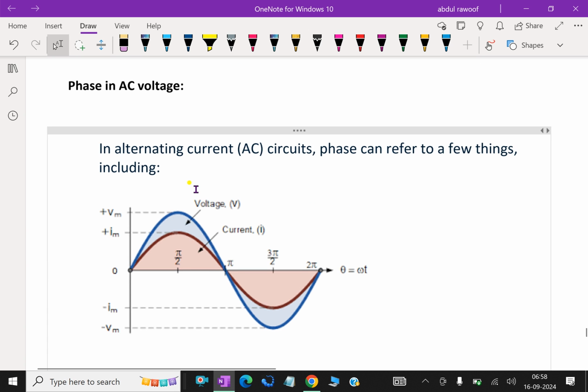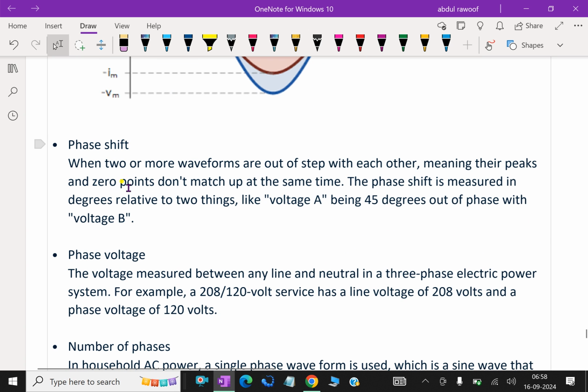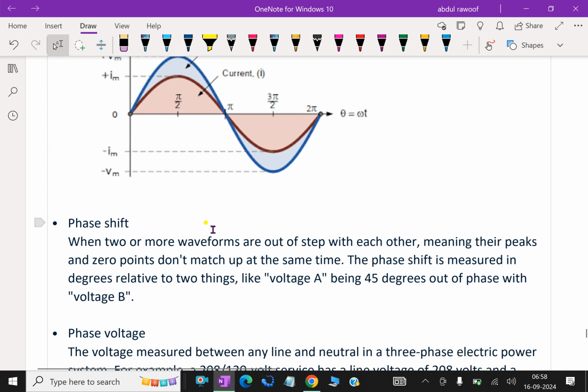First, we'll include phase shift. When two or more waveforms are out of step with each other, meaning their peaks and 0 points do not match up at the same time, the phase shift is measured in degrees relative to two things, like voltage A being 45 degrees out of phase with voltage B.